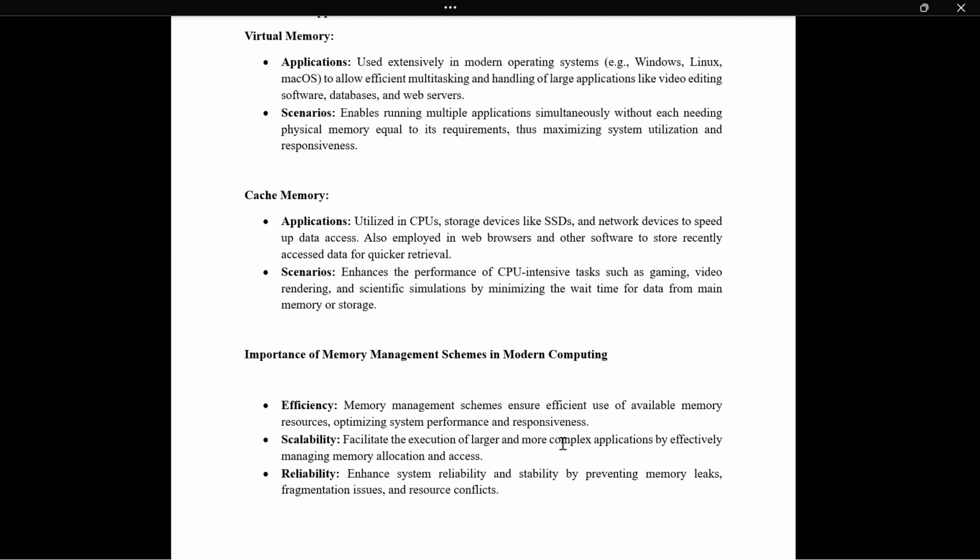Importance of memory management schemes in modern computing. Efficiency: memory management schemes ensure efficient use of available memory resources, optimizing system performance and responsiveness. Scalability: they facilitate the execution of larger and more complex applications by effectively managing memory allocation and access. Reliability: they enhance system reliability and stability by preventing memory leaks, fragmentation issues, and resource conflicts.